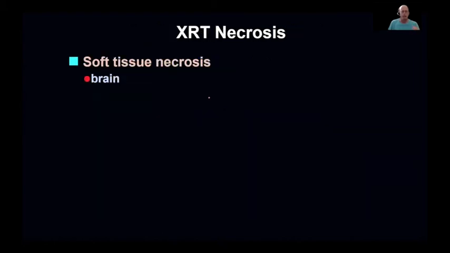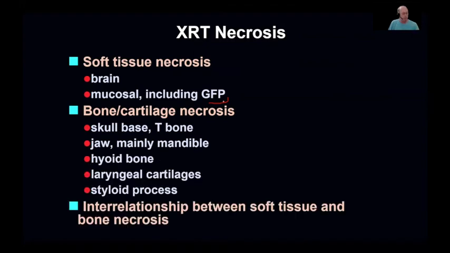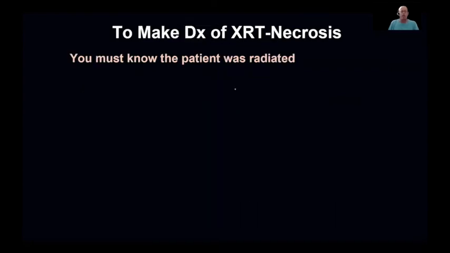Anyway, where can soft tissue necrosis occur after XRT? It can occur in the brain, mucosal surfaces, and one more T's for the GFP. Where can bone or cartilaginous necrosis occur? Any place there's bone or cartilage. Skull base, temporal bone, especially TMJ, jaw, mainly mandible, occasionally maxilla, hyoid bone, laryngeal cartilage, and styloid process. So this is what I'm going to cover. There, of course, is an interrelationship between soft tissue and bony necrosis as well, in that one can often lead to the other, or is a prelude to it.